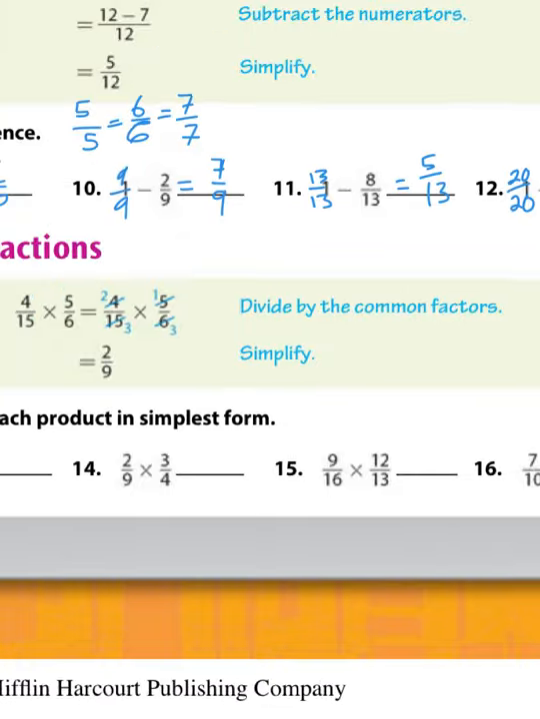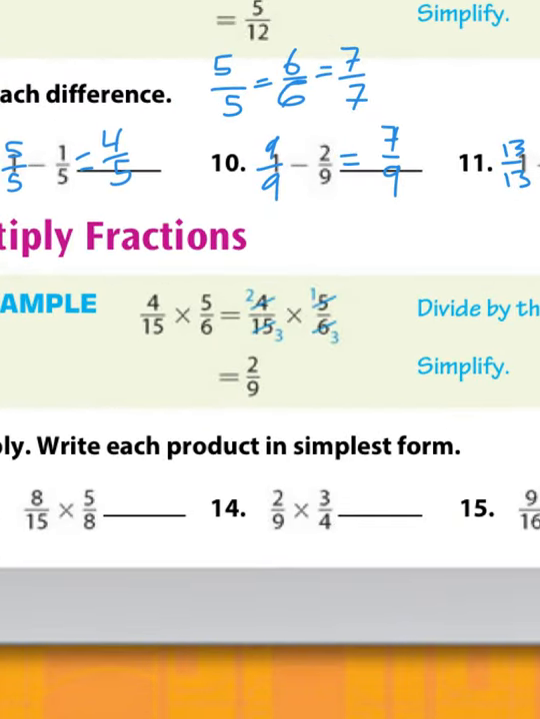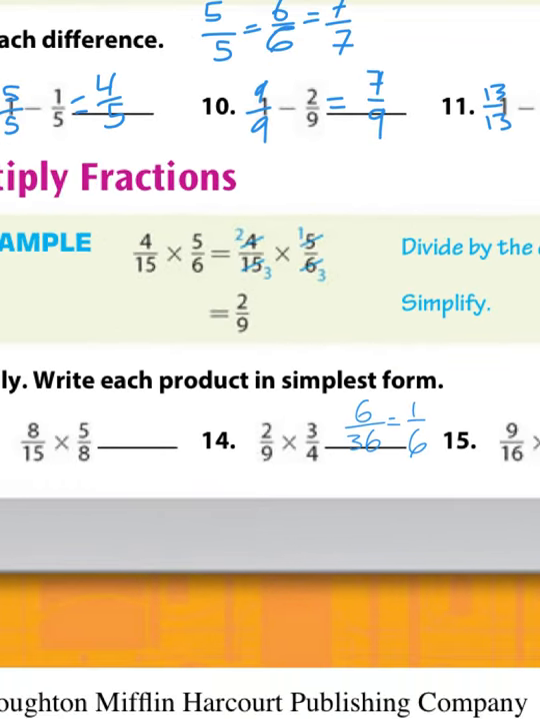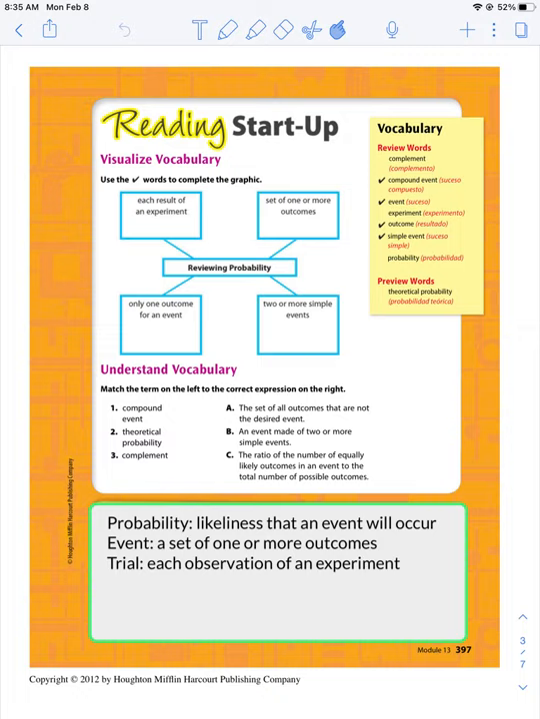All right, for the sake of time, we're going to skip this bottom part. But remember, when we multiply fractions, we multiply straight across. So just number 14, random example, we would do 2 times 3 is 6, 9 times 4 is 36, and then you always simplify. Both of those are divisible by 6, so that would be equal to 1/6. So when we multiply fractions, we multiply straight across. All right, notice this box at the bottom with 3 vocab words in it.